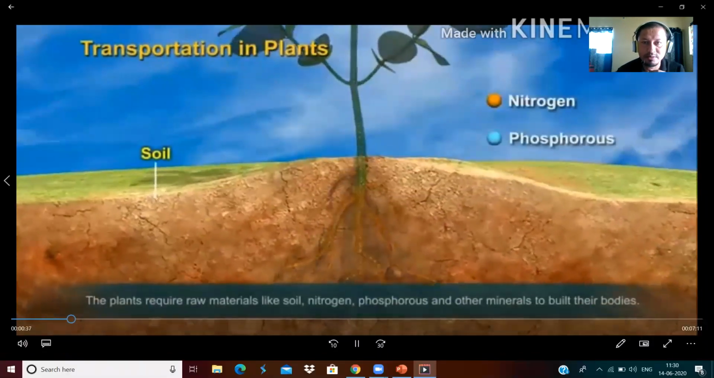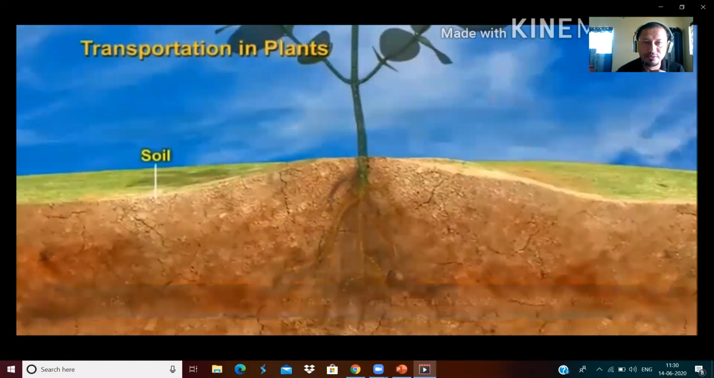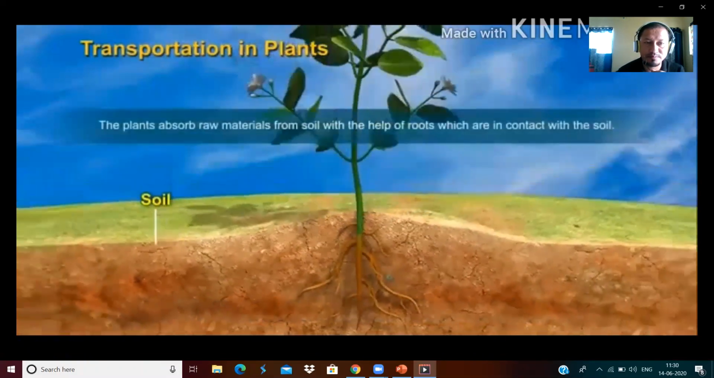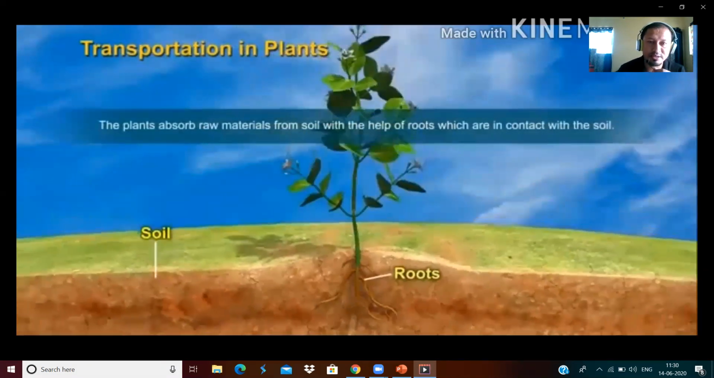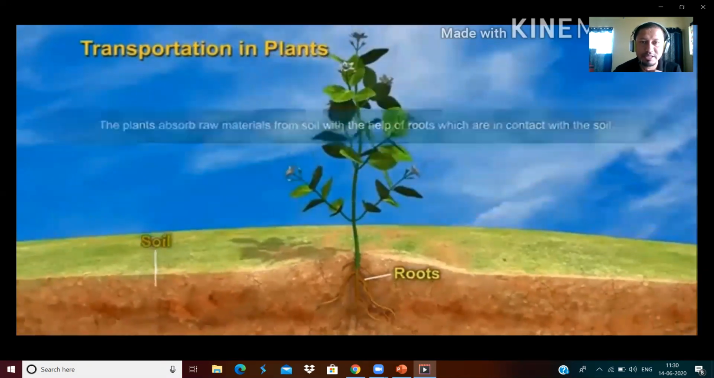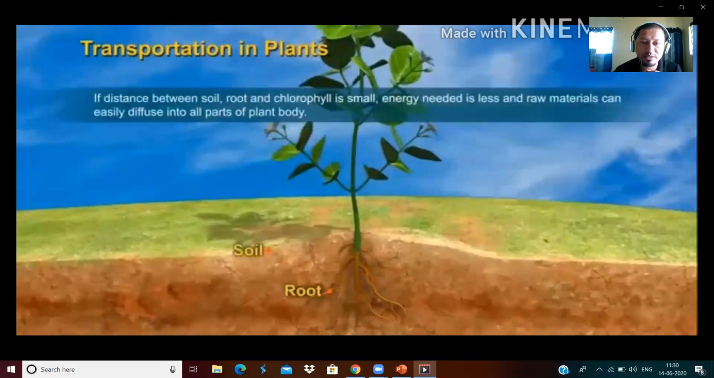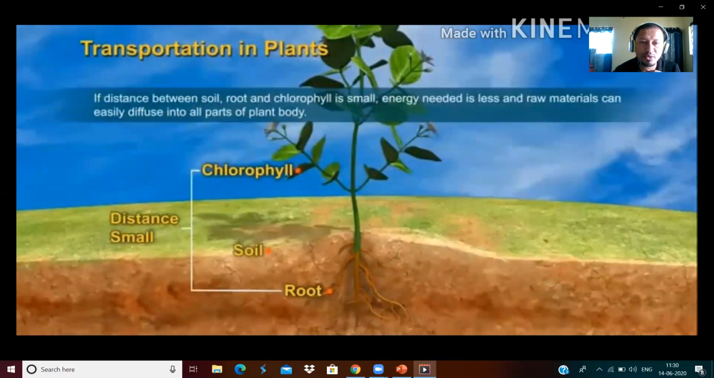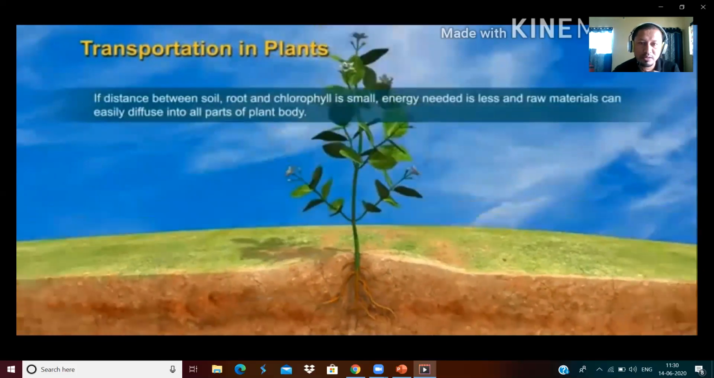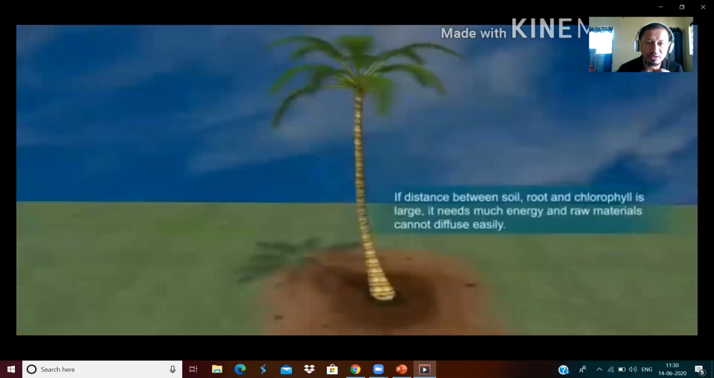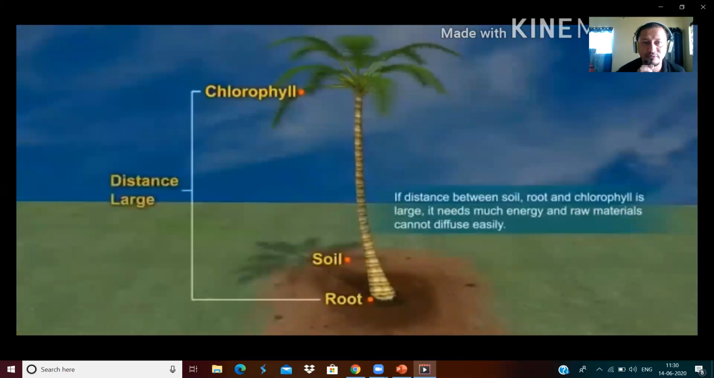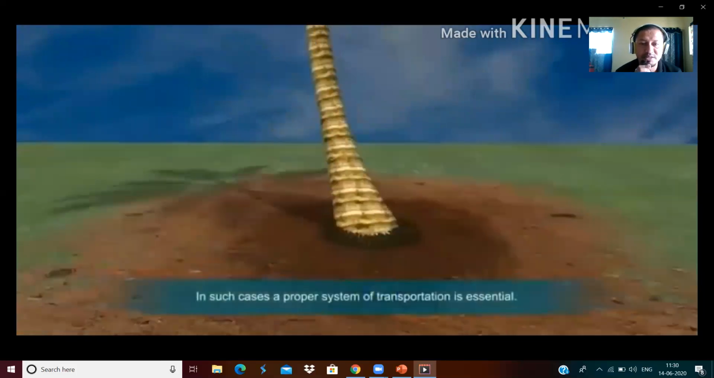Apart from that, the plant also takes nitrogen and phosphorus from the atmosphere, and from the soil it takes nutrients, which help the concentration gradient formed in the soil. Now, if the distance between the root, soil, and the chlorophyll is small, water can easily diffuse in through the process of diffusion. But what if the plant is very tall, and the distance between the chlorophyll, soil, and the root is large? Then the plant needs much more energy.